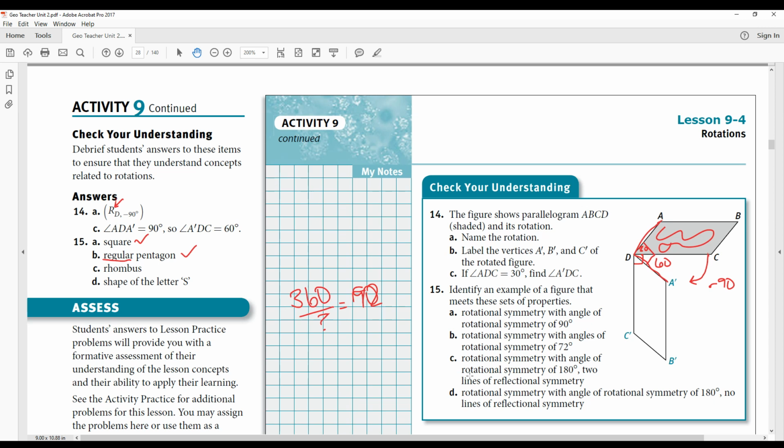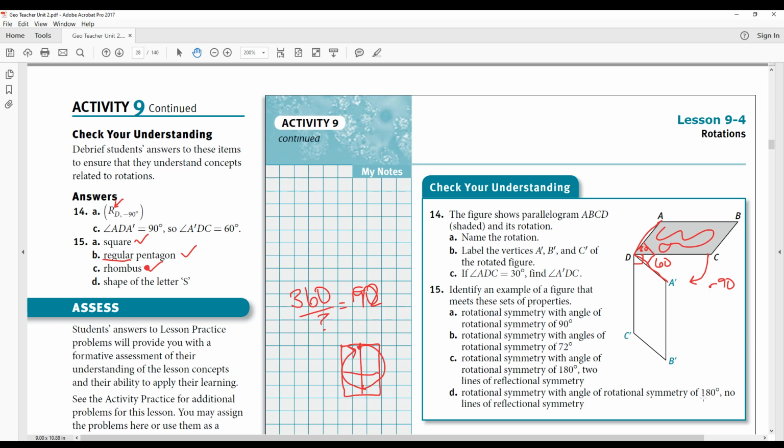Rotational symmetry with an angle of rotational symmetry of 180 degrees, and it has 2 lines of reflectional symmetry. So 180 degrees means that, and they put rhombus here. You could also put a rectangle because a rectangle has a reflectional symmetry right there, reflectional symmetry right there, and you can spin this top around to the bottom and it'll match, and then you can spin the bottom around to the top and it'll match. So that's why I said rhombus is not the only name that you could put. Rhombus will work, but so a rectangle.